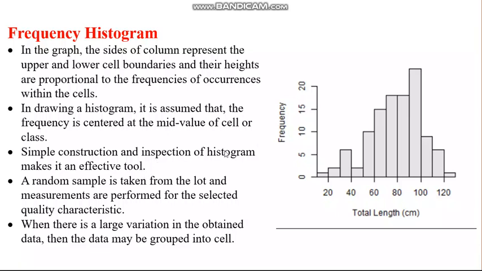Okay, then the construction is simple and easy. I think you may have drawn such histograms many times, and the inspection of a histogram makes it an effective tool. A random sample is taken from the lot and measurements are performed for the selected quality characteristic. When there is a large variation in the obtained data, the data may be grouped into cells. When measurements are taken, we will come to know what the x-axis will be and how the cells should be distributed.